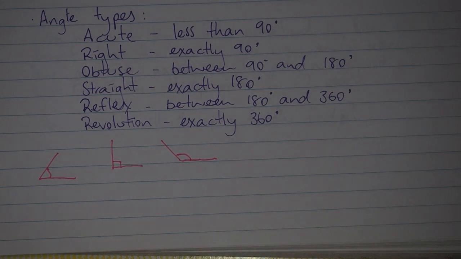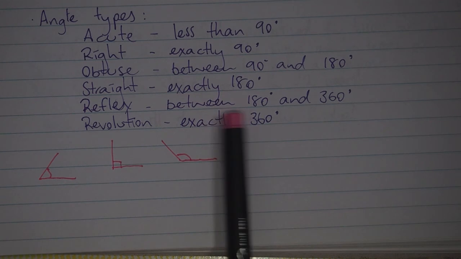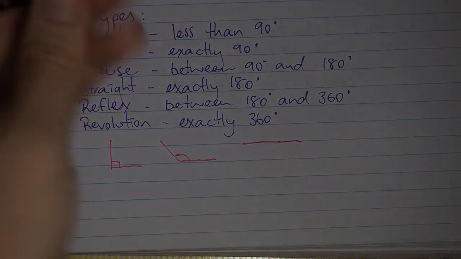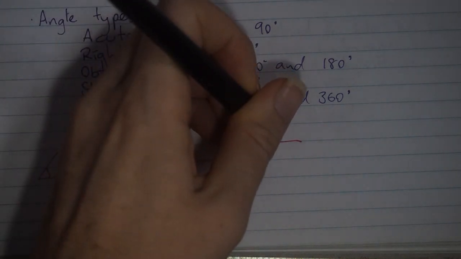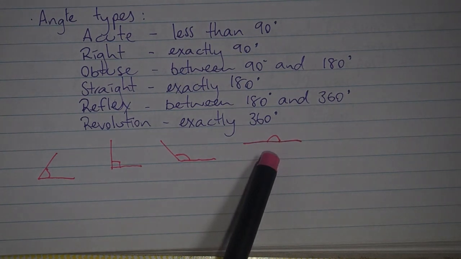Then we have a straight angle, which is exactly 180 degrees. So it's just going to look like a straight line. In any worksheet or exercise that you're given, or an exam, you're being told you're talking about an angle because it'll have something like that on it. It may have something like that on it.